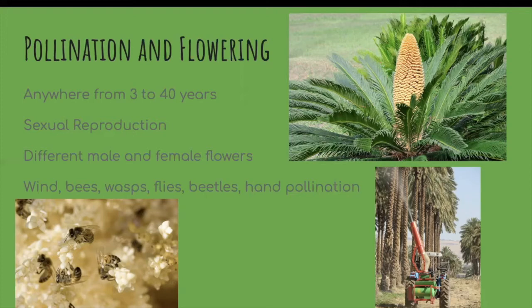So in the top picture, that is the actual flower of the palm tree. In the bottom right, that is actually a pollination machine, and it is currently working on the date palm that is at a farm for date palms. And they're just ensuring that the palm trees are properly pollinated to ensure that there are enough dates produced. And in the bottom left is again a date palm, and it's being pollinated by bees.